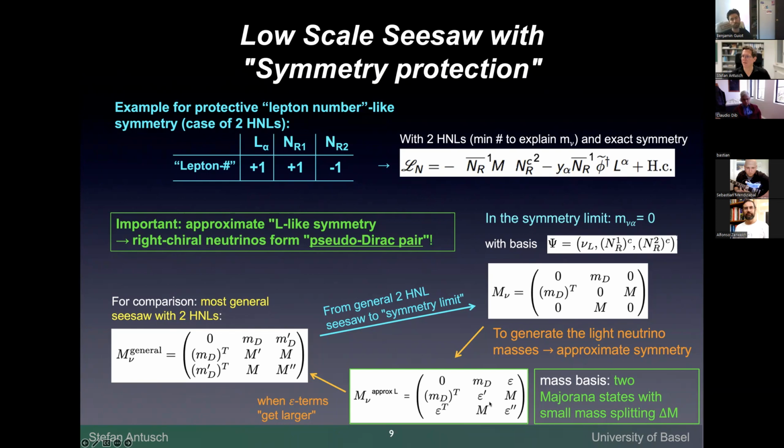So in a technical sense, you have a natural explanation of the smallness of neutrino masses: when the symmetry becomes exact, these small parameters go to 0 and the neutrino masses become 0 again. But having this slightly broken, you explain the smallness of neutrino masses. And what you also introduce is a small splitting between the 2 HNL masses. This is this delta M parameter. In this case, we call this a pseudo-Dirac pair of heavy neutral leptons. And this is the scenario which I'm going to focus on in my talk.